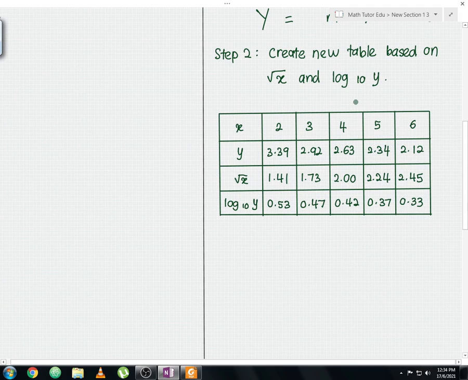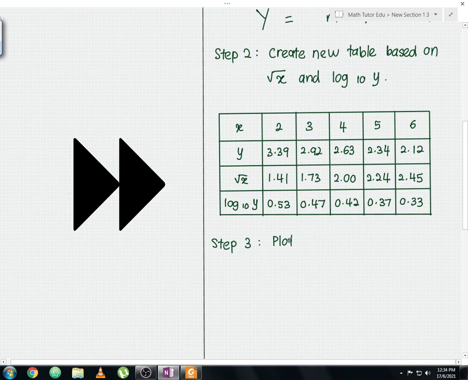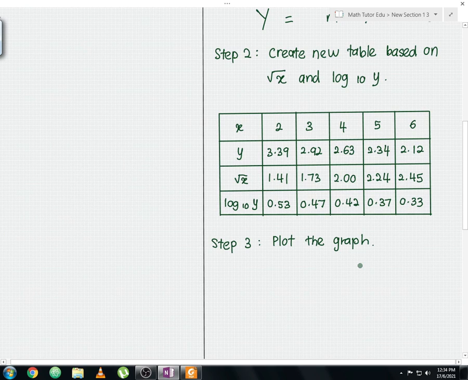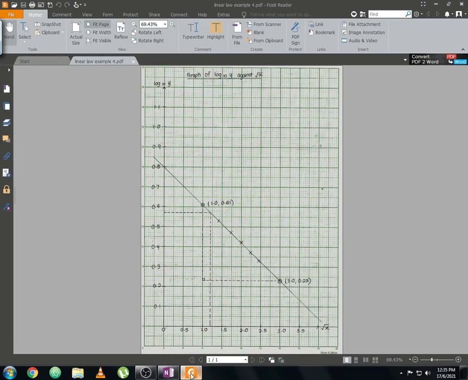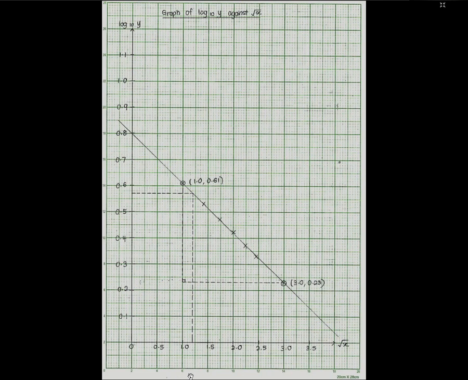So once we have done this, now we can proceed to the third step, which is plotting the graph. Okay, by the way, I've already completed the graph for you, so allow me to show you the final graph. So this is the complete graph, which consists of the graph of log 10y against square root x. This log 10y is the y-axis, and this square root x represents the x-axis. As you can see here, this is how your straight line should look, with a negative slope. So your graph should be literally going down. Okay, let me close this for now.